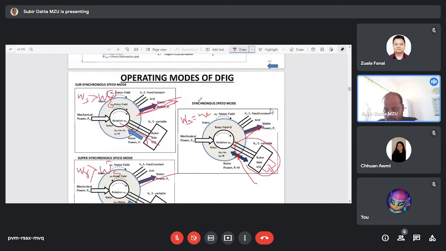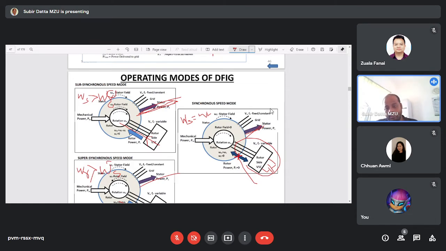Okay, and for the synchronous mode of operation, you just see the direction of the power flow. There will be no direction of the power flow, that means no rotor power flow. Only this rotor side converter will be used to inject the excitation signal into the rotor circuit to operate the induction generator at a constant speed.